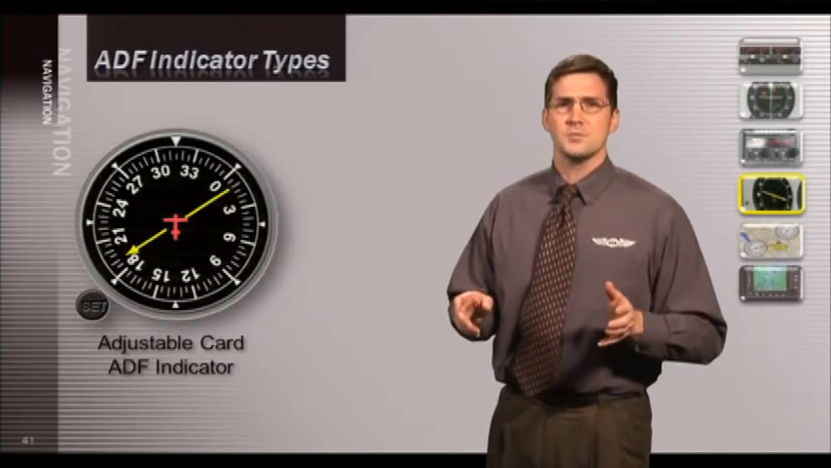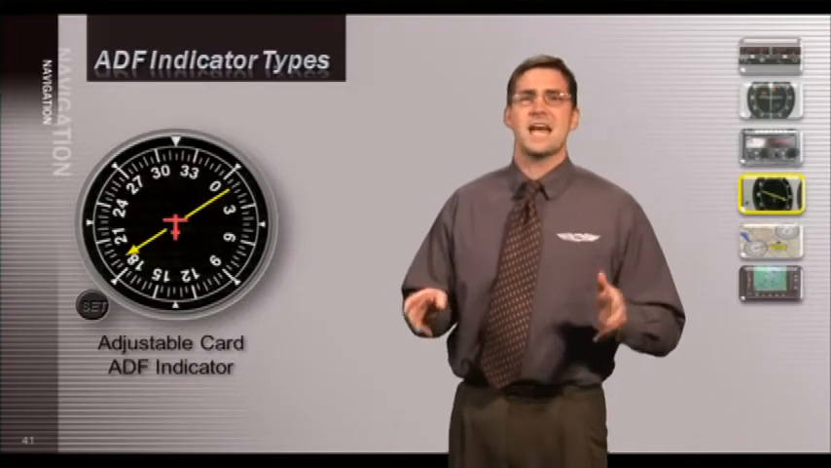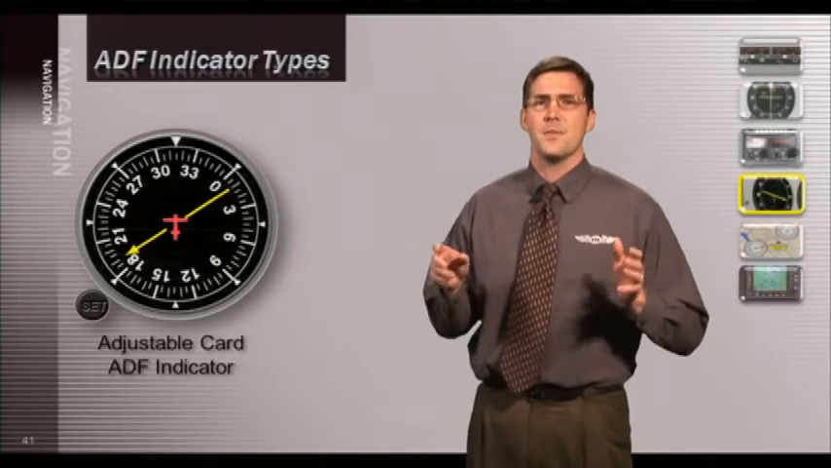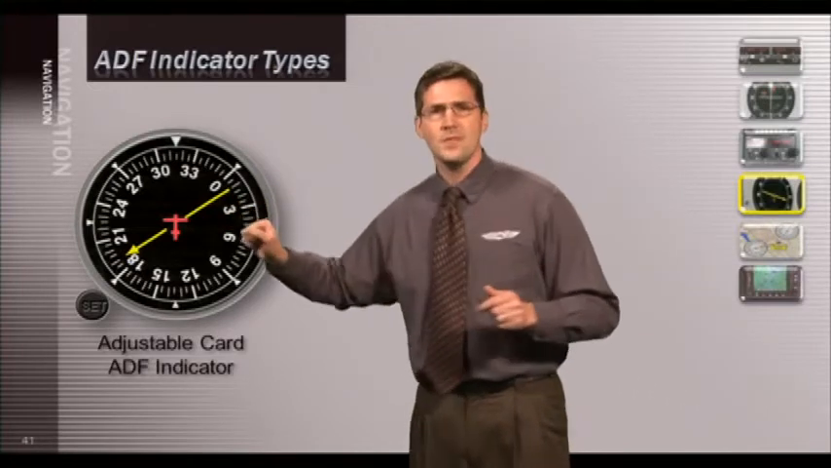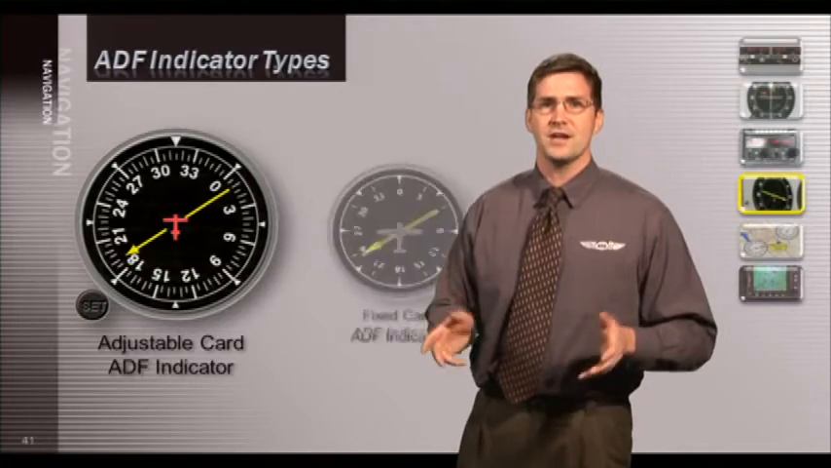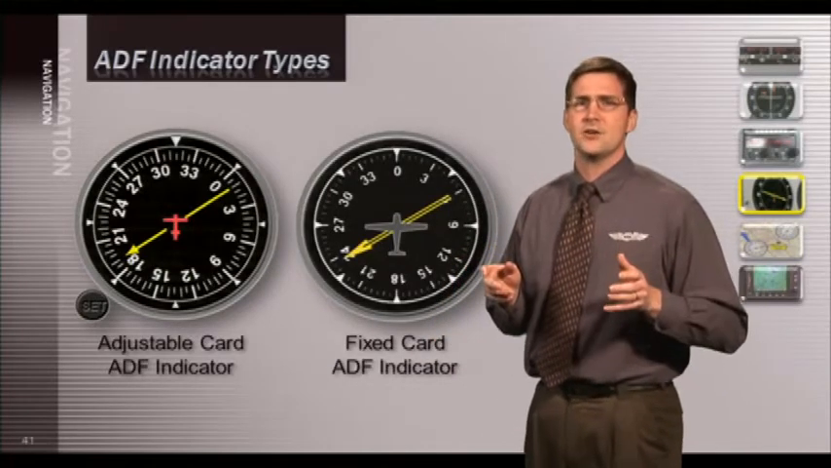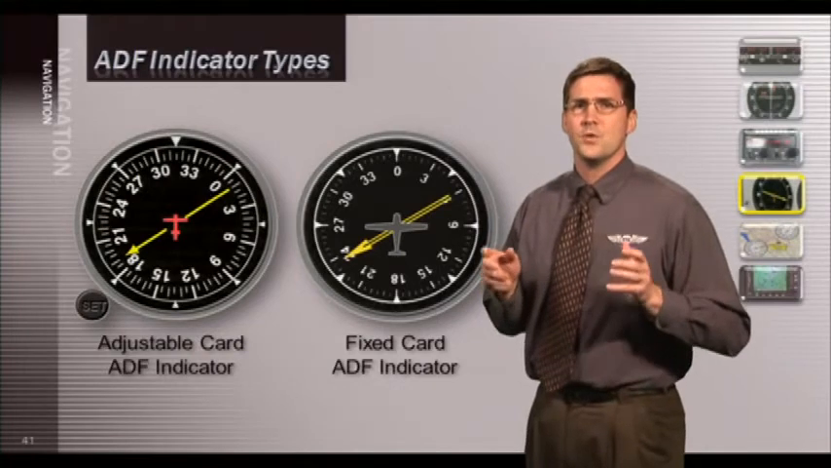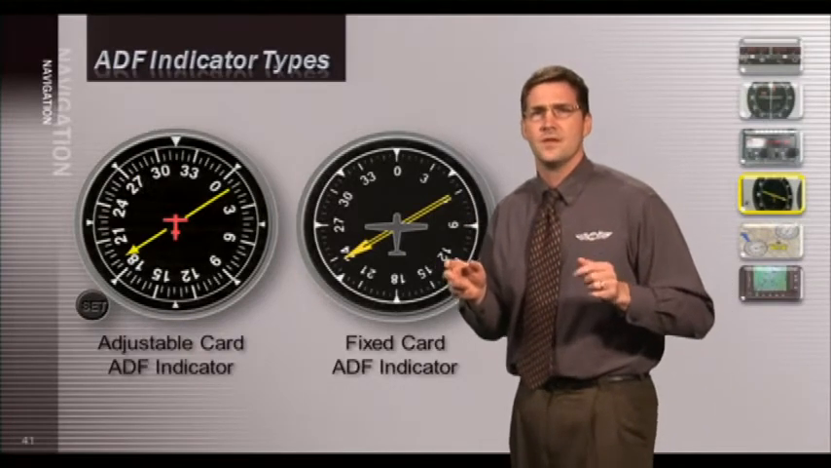Some have an adjustable card ADF indicator, and with these the magnetic compass heading can be set on the ADF indicator, and the bearing to the station can be read directly under the needle pointer. Others have what's called a fixed card, where north is always at the top and 180 degrees is always down at the bottom. With these, the bearing to the station requires some computation.